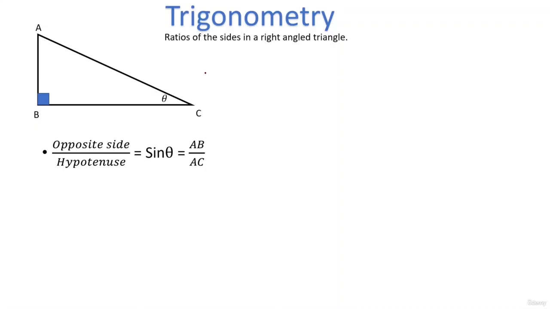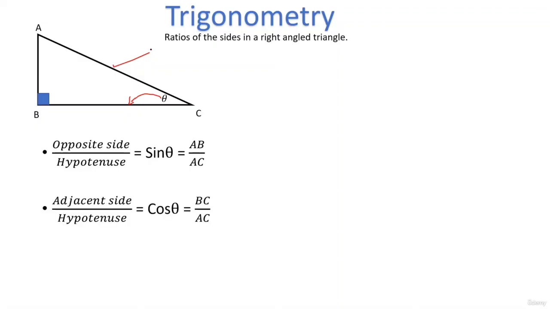In the same way, with respect to the angle theta, there is one adjacent side. There are two, of course, but the other one is the largest side, the hypotenuse. The ratio of the adjacent side and the hypotenuse is called cos theta. Here in this triangle, the adjacent side is BC, the hypotenuse is AC, so cos theta is BC divided by AC.